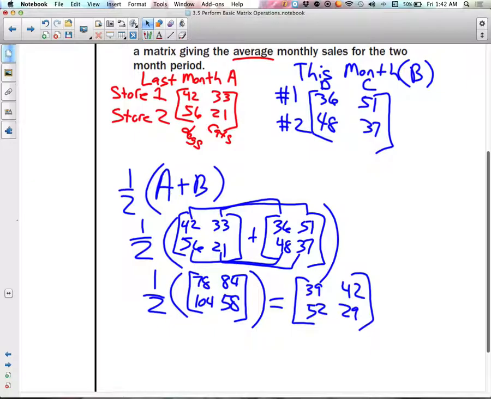Well, the first row is store number 1, and the second row is store number 2, and then the first column is dogs, and the second one is cats. So we can say that store number 1 on average for these 2 months sold 39 dogs, and they averaged 42 cats, while store 2 sold 52 dogs and 29 cats. So you can use matrices to find an average.